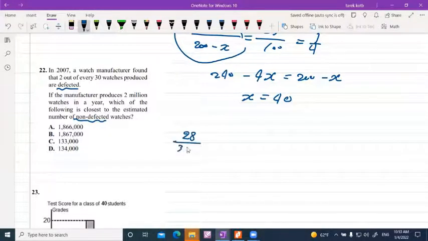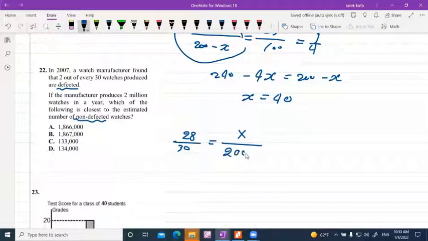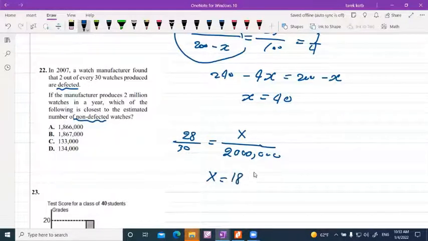I want to get this number out of 2 million. So you can get x by solving by the calculator. So x equals 1,866.6, it will be 1,867, which is answer B.